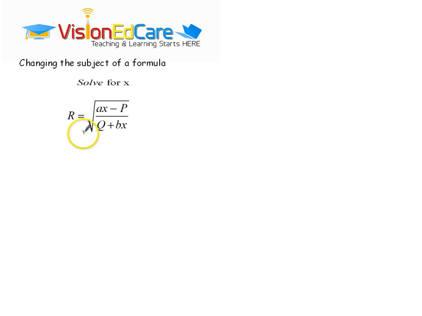In this section, you will understand how to rearrange a formula involving squares and square roots. So here we have r equals the square root of (ax minus p) over (q plus bx), and we are rearranging the formula for x. Let us square both sides of the equation.